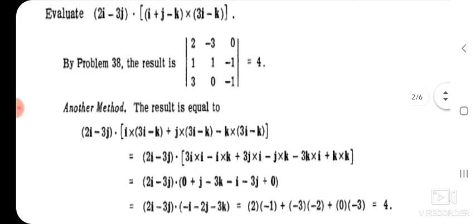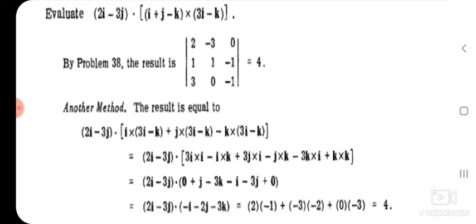Now there is another method. First we can solve the cross product, that is i plus j minus k cross 3i minus k. Then we take the dot product with 2i minus 3j. That is i cross i minus i cross k plus 3j cross i minus j cross k minus 3k cross i plus k cross k. If we solve that cross product, we get minus i minus 2j minus 3k.